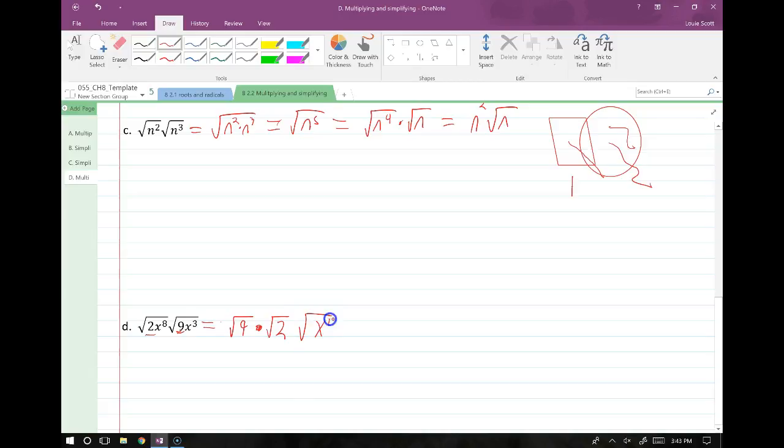All right, so now I'm going to split up that x to the 11. I'm going to go ahead and rewrite this root 9 as 3. So I have 3 root 2 times the square root of x to the 10 times the square root of x to the 1. That leaves you with 3 x to the 5th. So this guy's already simplified. This guy I'm about to simplify. You cut it in half, so x to the 5th, and then I have root 2x, because you have that 2. And that's it.